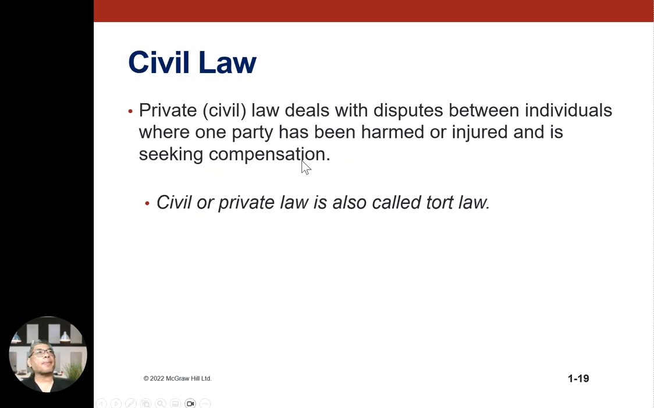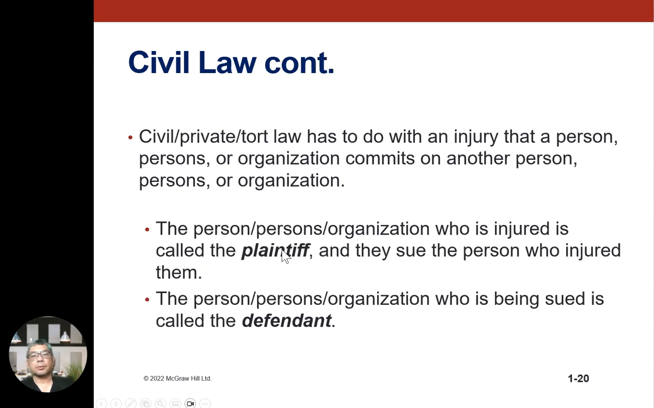Okay, civil law, or private law, deals with disputes between individuals where one party has been harmed or injured and is seeking compensation. Civil or private law is called tort law. Tort law has to do with the injury that a person or organization commits against another person or organization. The person or organization who is injured is called the plaintiff, and they sue the one who injured them. The person or organization being sued is called the defendant.